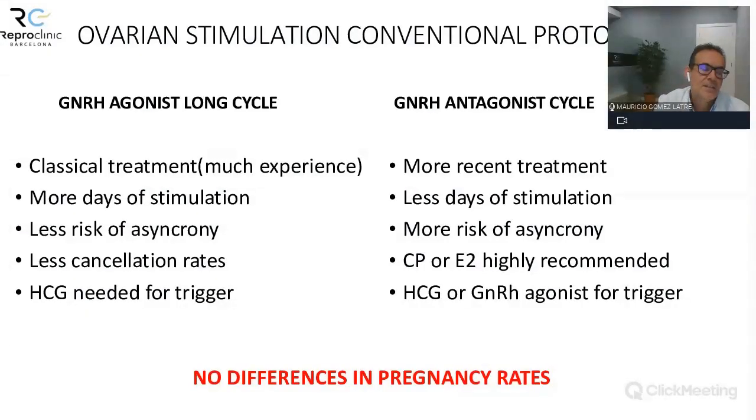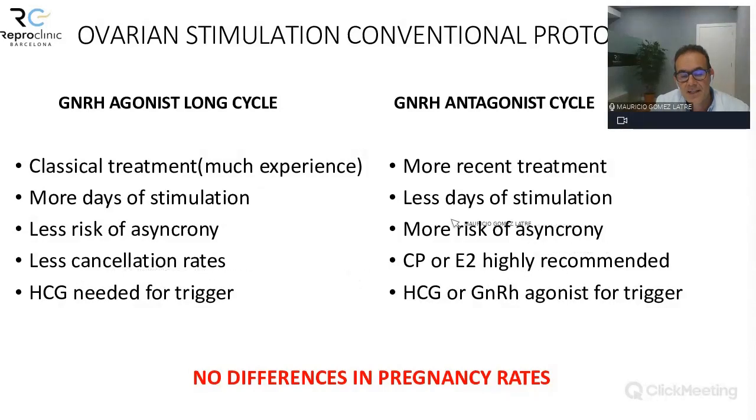In this graphic, in this table, you can see the comparison between both of them. The most important final concept is that there are no significant differences in pregnancy rates between all of them. But there are interesting differences related to the action. For the agonist cycle, this is the historical classical treatment, this was the first one. More days of stimulation are needed. Nevertheless, the risk of irregular or asynchronous growing of the follicles is lower. On the other hand, the triggering can only be done with human chorionic gonadotrophin.